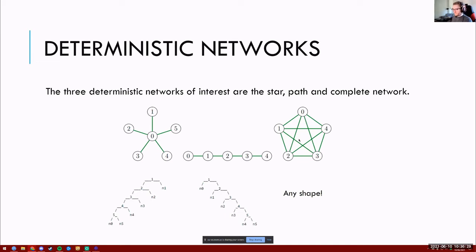And for the complete network, since it's a complete unbiased network toward any node, we can have any shape with equal probability. And any other network can be seen as a sort of mix of these three styles in some way.